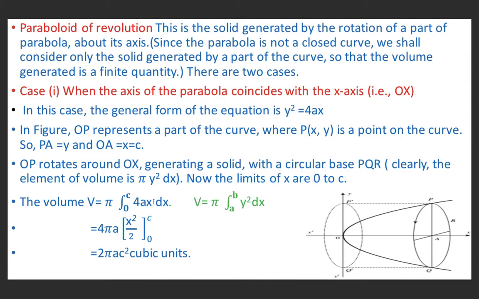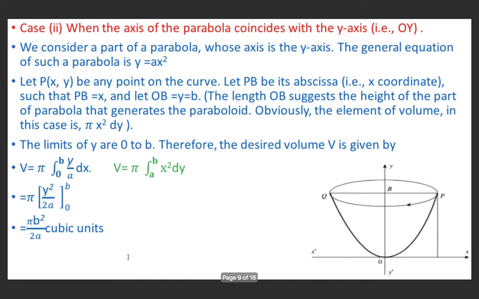Now the integration of x is x square by 2. 4a is a constant, so I have written it outside. And the limits are from 0 to c. First substitute the upper limit, then substitute the lower limit. So this is c square by 2 minus 0. The 2 will cancel with this. So the volume is 2 pi a c square cubic units.